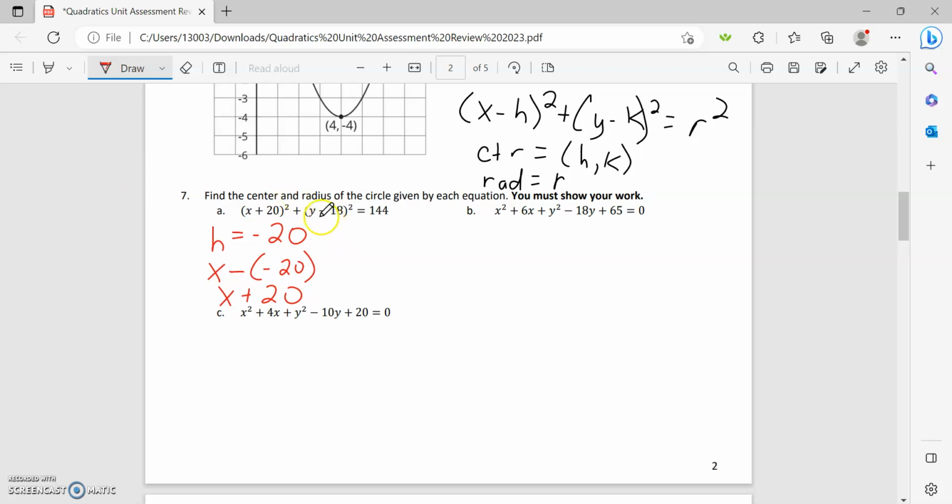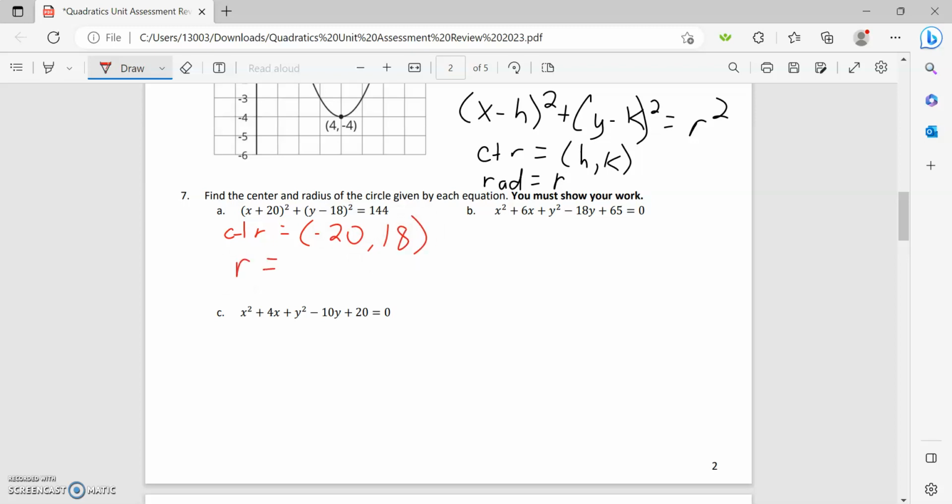Now, opposite of that, y minus 18, well, we already have y minus, okay, so we just have y minus k. So k must just be 18. Because when we plug it in, we don't have to change sign. So, all that to say, we are looking for the center. It says find the center and the radius. Well, the center is at the point h, negative 20, comma k, which is 18.